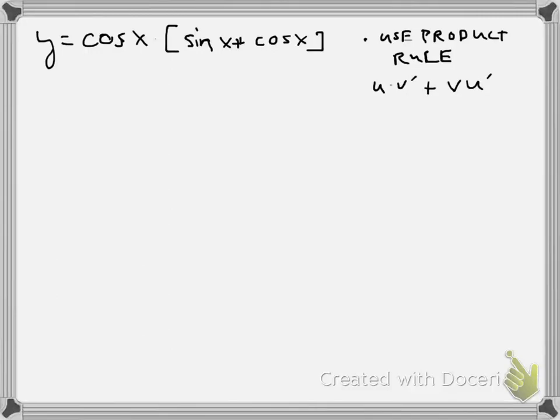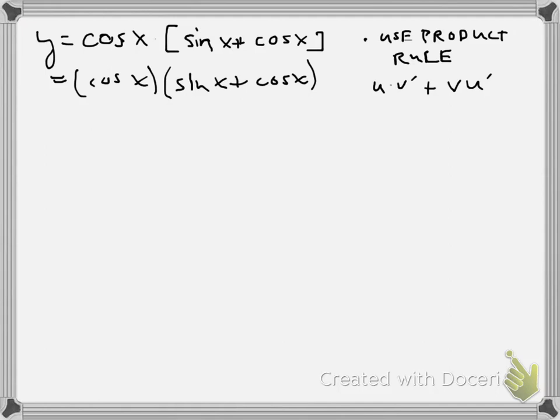Alright, to find the derivative of y equals cosine x times the quantity sine x plus cosine x, the first thing you notice is that it can be written as parentheses cosine x times another parentheses which contains just sine x plus cosine x, right? Because of that, you have cosine x as one quantity and sine x plus cosine x as another quantity. And since they're multiplied, you can treat it as a product rule.